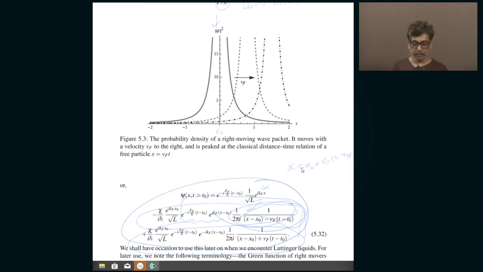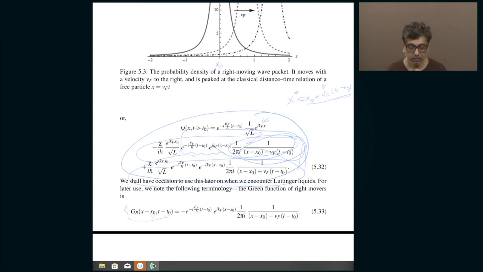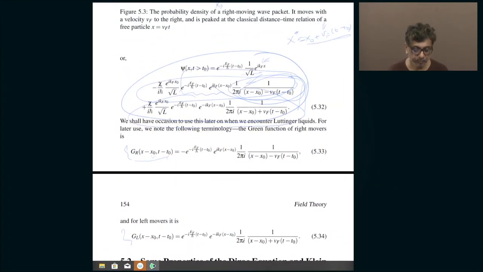So basically what this says is that the probability of finding this particle keeps shifting to a new value of x, and that new value of x is the original value plus the distance it has traveled if it were some disturbance traveling with some speed vf. So that's the interpretation. A right mover is basically a disturbance that travels with a speed plus vf, so that the wave function always peaks at the original starting value plus the distance the peak has traveled in that time t minus t dash. So that distance traveled is vf times (t minus t dash). So this is a description of right movers and left movers.